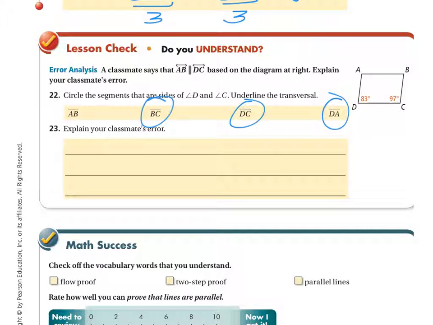Explain your classmate's error. So one of the errors would be that the classmate identified the wrong pair of parallel sides, that the angles ADC and BCD are supplementary and same side interior. Transversal is segment DC. Line AD and line BC are parallel by the converse of the same side interior angles theorem. So there's many different correct answers there.